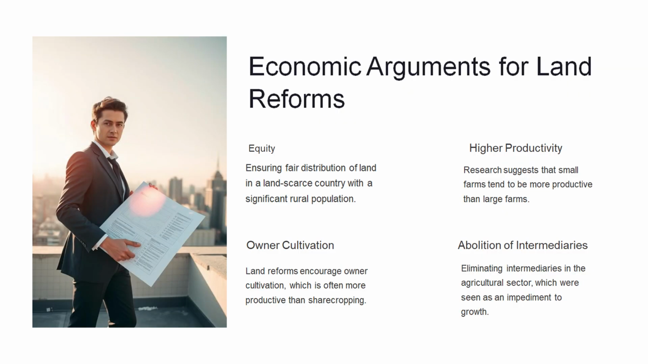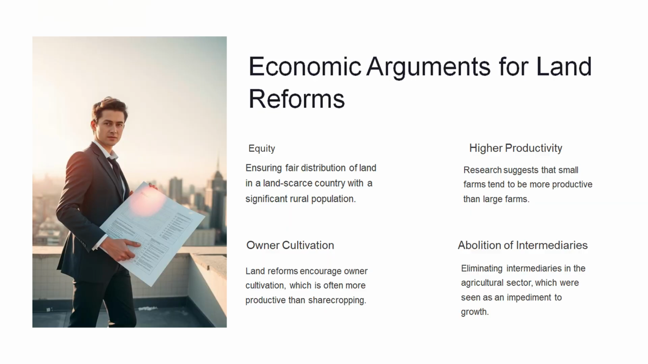So India is a country which is actually scarce in land. Secondly, higher productivity of small farmers. Land reforms help in higher production on small farms. How? Quite a large number of research studies from various parts of the country have widely documented that small farms tend to be more productive than large farms, and land reform promotes small farms.